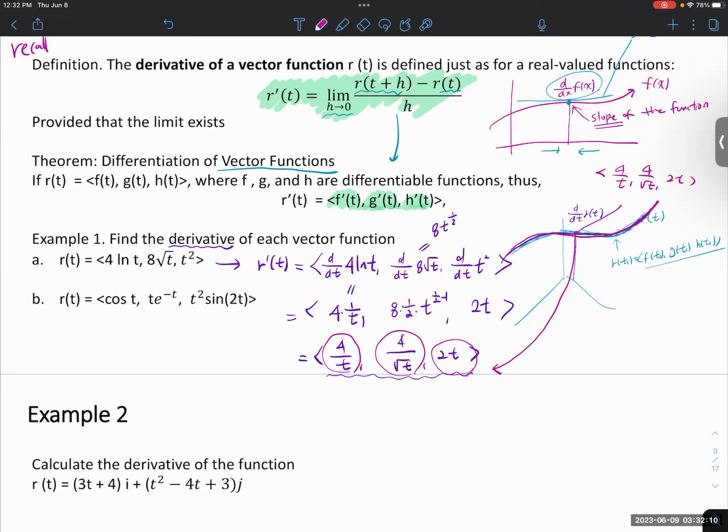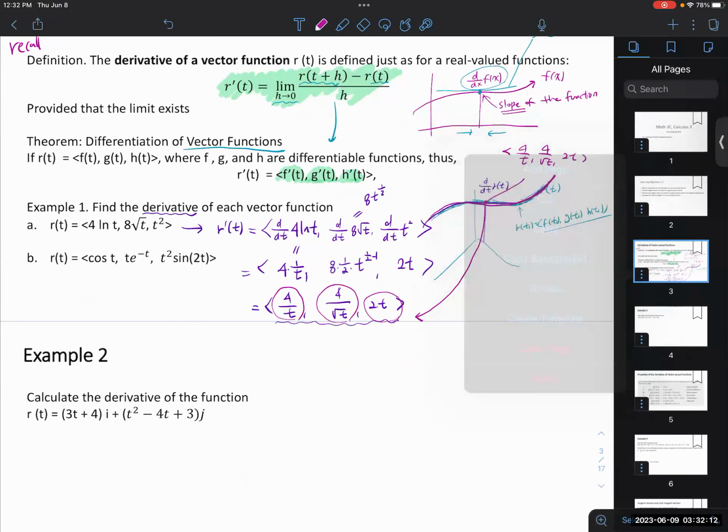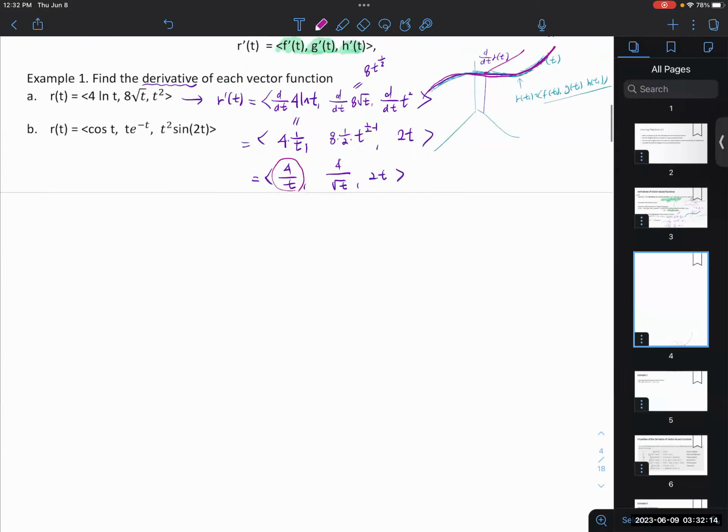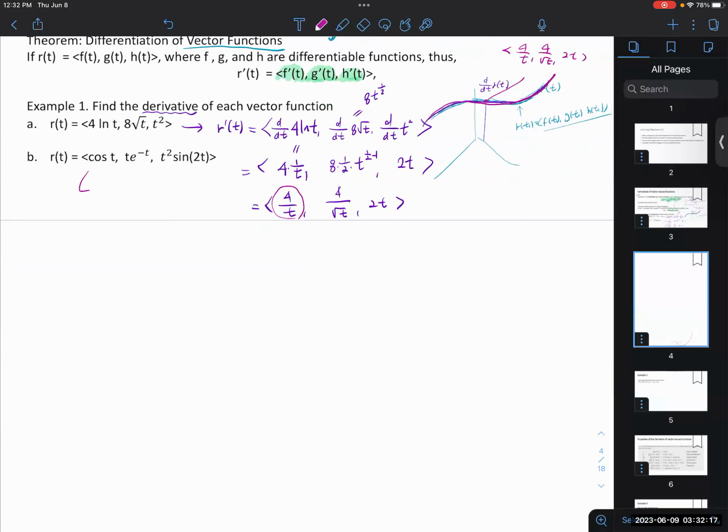Okay, so we can do similar work in the next question one more time. For the next question, I want to take the derivative, I want to find the slope of the r vector. That means you're going to take the derivative of each component: d over dt of t e to the negative t, d over dt of sine 2t. A little bit of differentiation techniques.